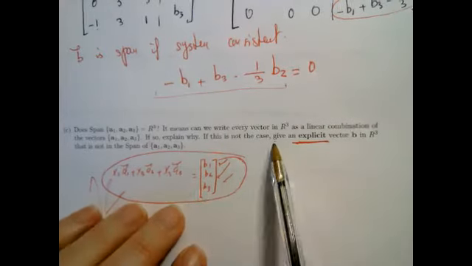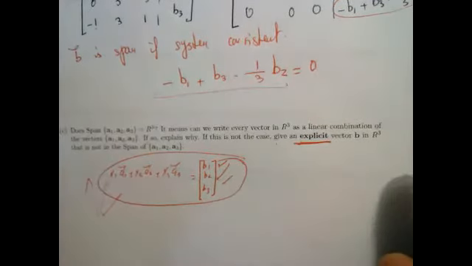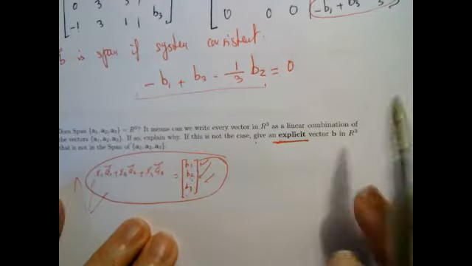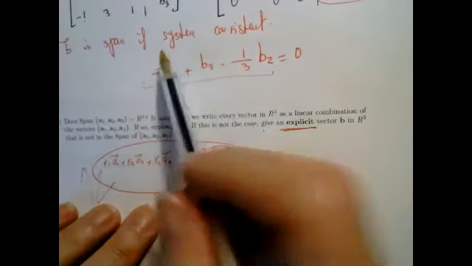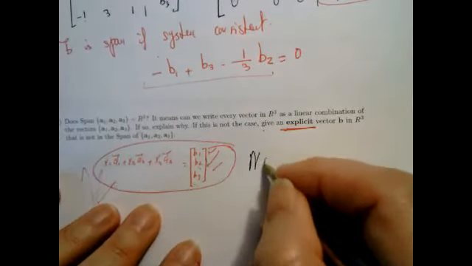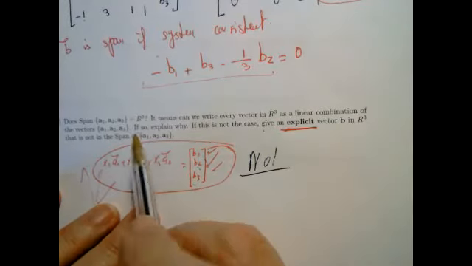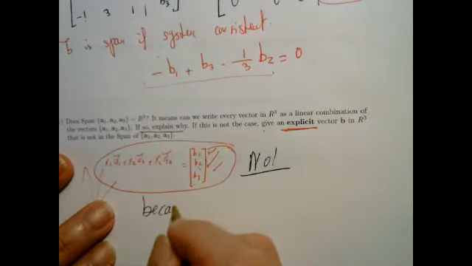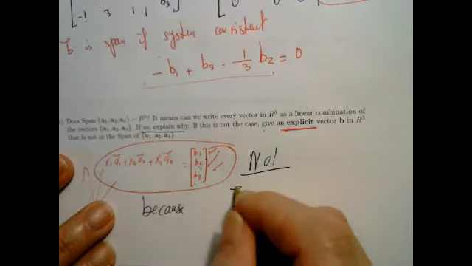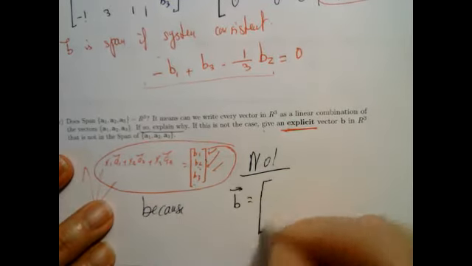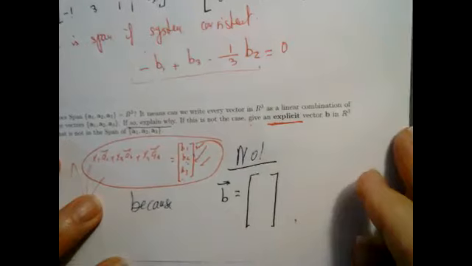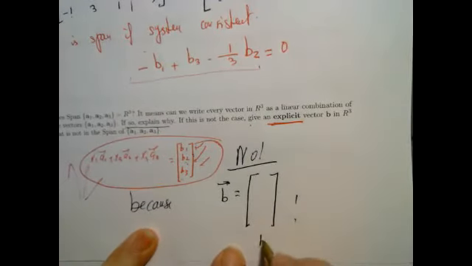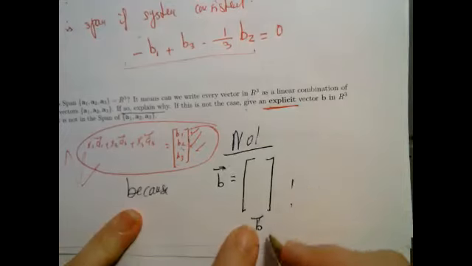Is everything in the span? According to the previous one, basically I'm asking you, can you solve this regardless of what B1, B2 and B3 are? And the answer is absolutely no. And explain why. Because if I take the following vector, B is not in the span. And which vector and why?